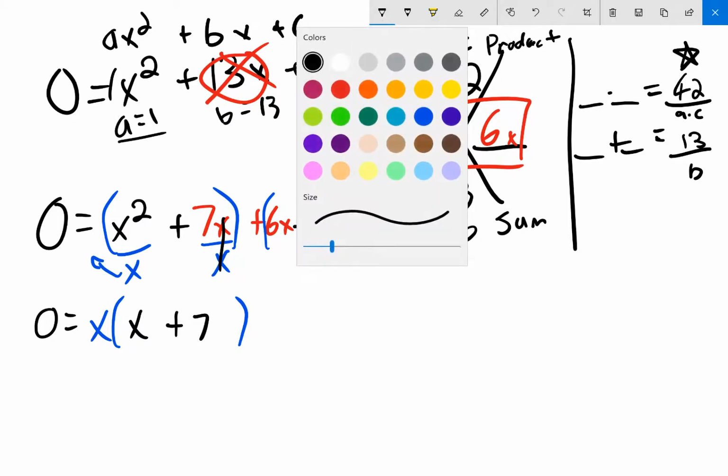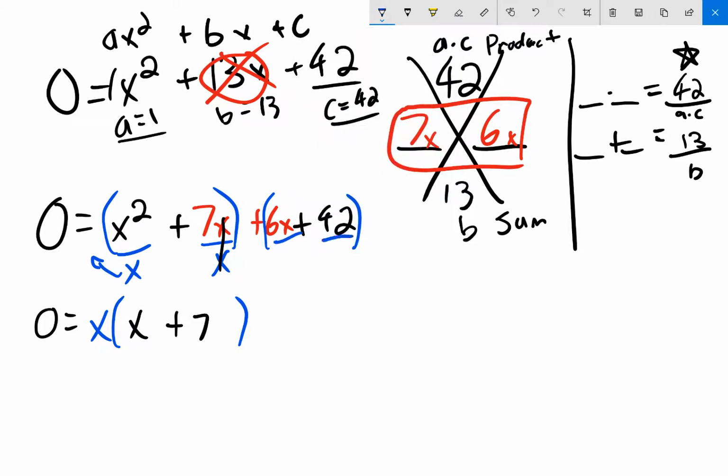Now let's look at the second group. The second group. Same idea, GCF. What do these 2 terms have in common that they can be divided by, or how many variables do they each have? Now, 6x and 42. Both 6 and 42 can be divided by 6. And that's all they have in common because there's no x terms in both. There's an x in the 6x, but there's no x with the 42. So I can't divide out any x's. All I can do is divide both of these by 6.